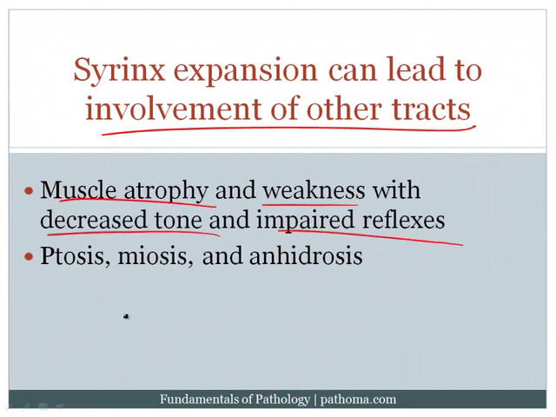And at the same time, if it further expands, you can also knock out the lateral horn. And when you knock out the lateral horn, you're going to knock out the sympathetic input to the face, giving you ptosis, miosis, and anhidrosis.